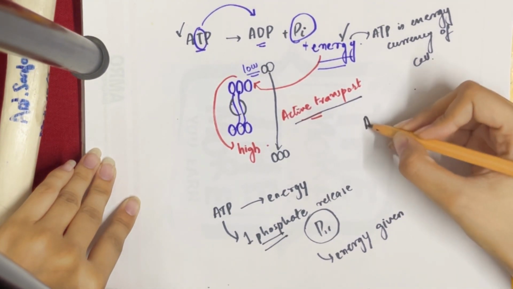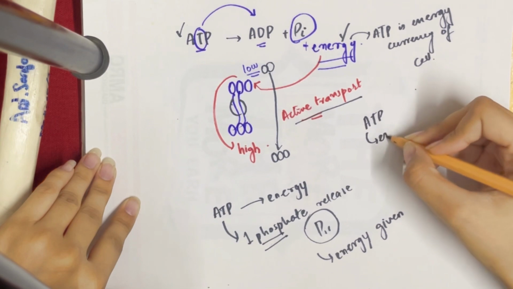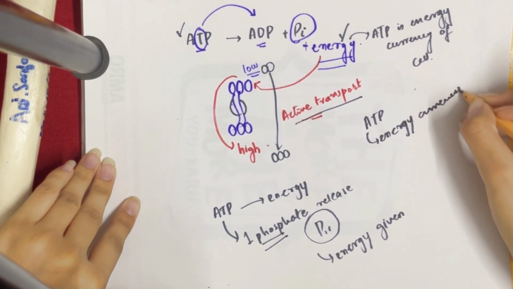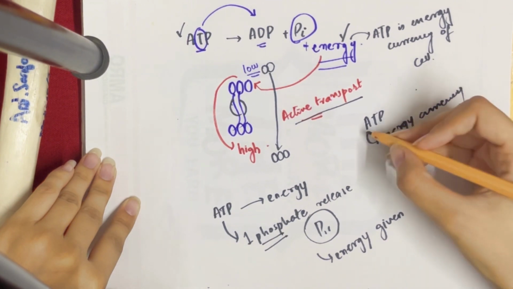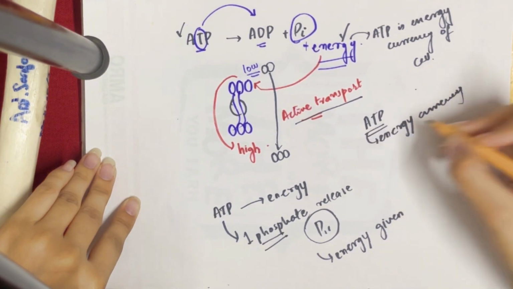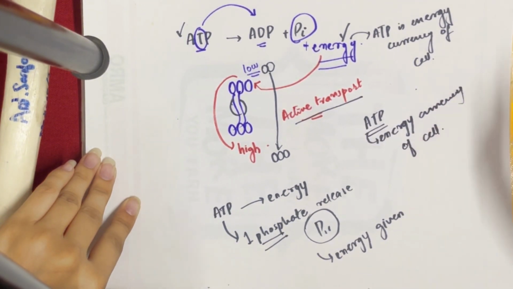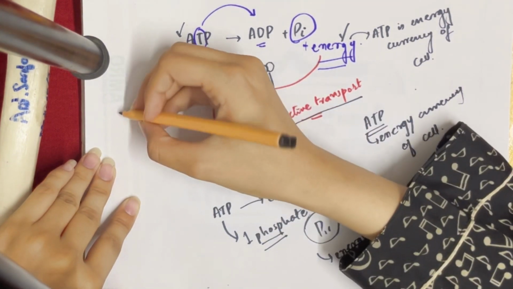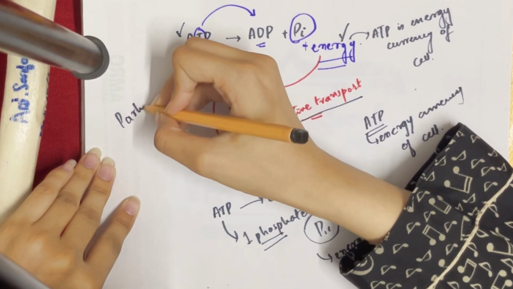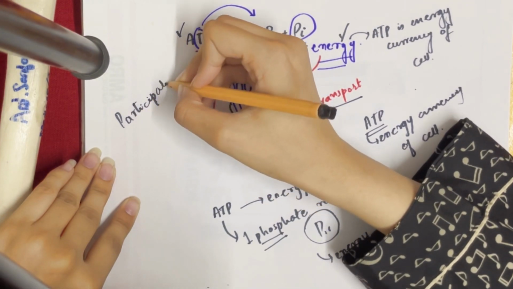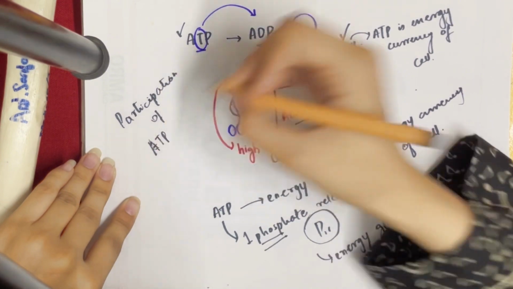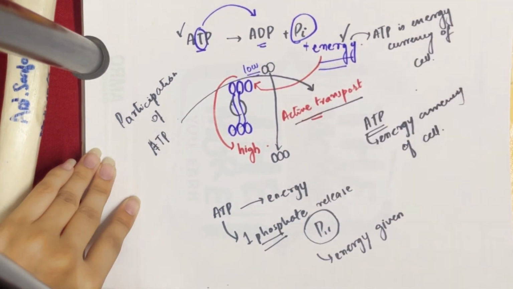As we know, ATP is the energy currency of the cell. Any process that requires energy, that energy is taken from the ATP, the energy currency of the cell. This is all you need to learn about the participation of ATP in the process of active transport.